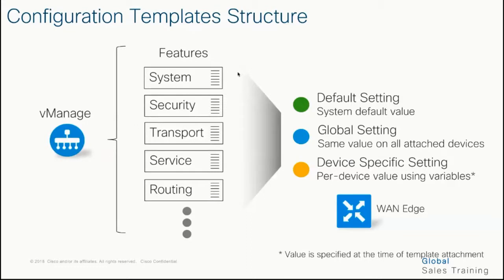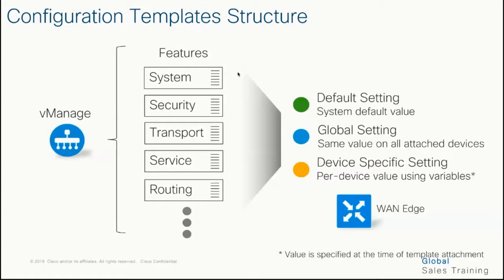So there are a couple of values. You can have a default setting, which means no changes are going to happen for that particular parameter. If you want to have device specific, which means when you attach the template to the devices, you're going to have to fill those parameters, and every device is going to have unique parameters, right? When you say global, global means you're going to put the value, and that value is going to be common to everybody, and that is what we have as of today.